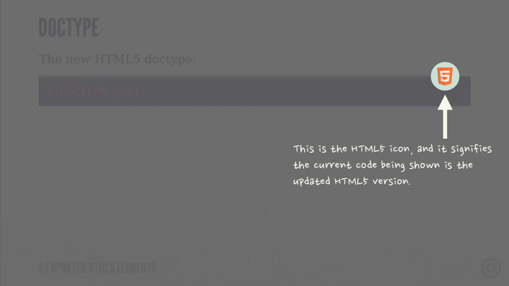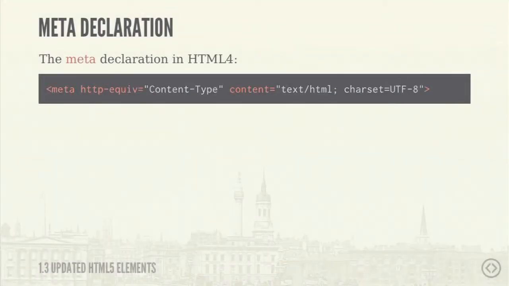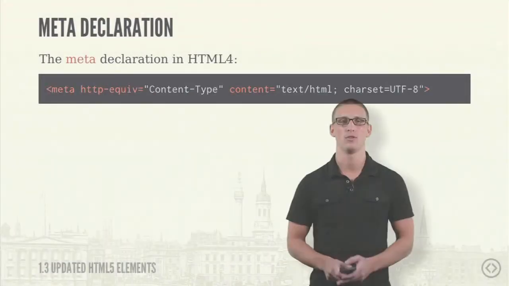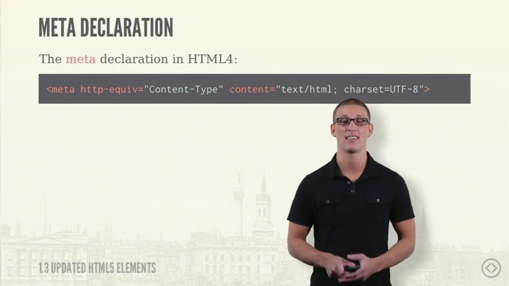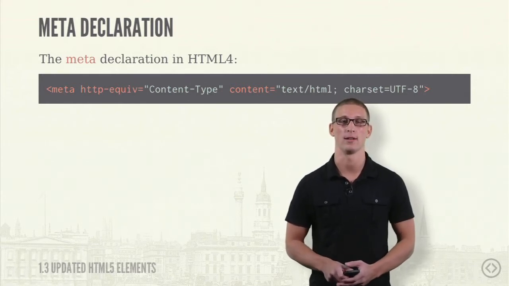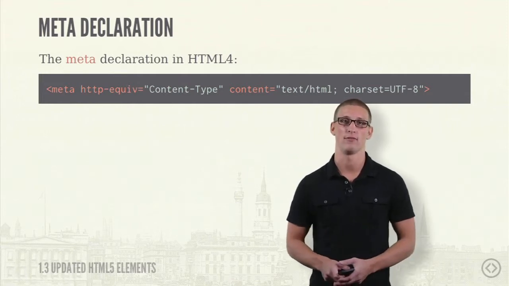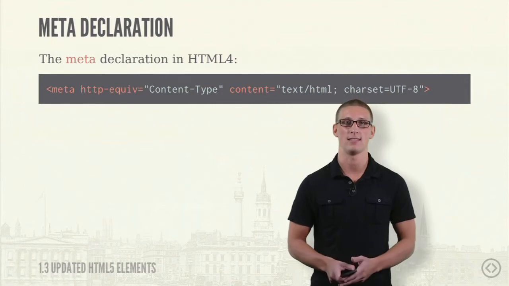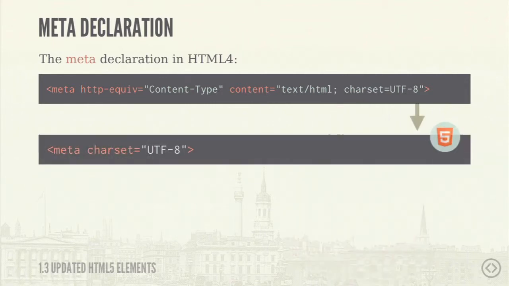The next HTML5 element that's been updated is the meta declaration. Now in HTML4, it looked something like this. You recognize this because it's the tag you put inside the head of your document to specify the character encoding for your HTML document. Now, this is again long like those doc types in HTML4, so it's something that we were copy and pasting from project to project. But in HTML5, it's really simple. You just need to specify the charset attribute, and in this case, our character encoding is UTF-8.